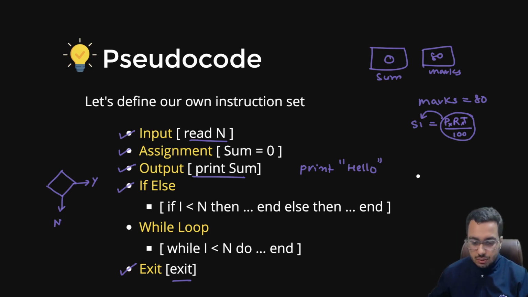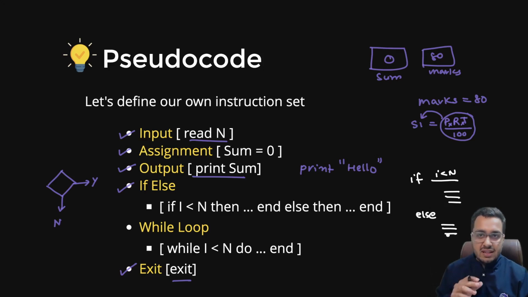If a condition is true, then do this thing. So, if followed by the condition, for example in this case, if i is less than n, then do this work. Otherwise, if this condition is false, then I will say else, do this work. So if has its own block and else has its own block.